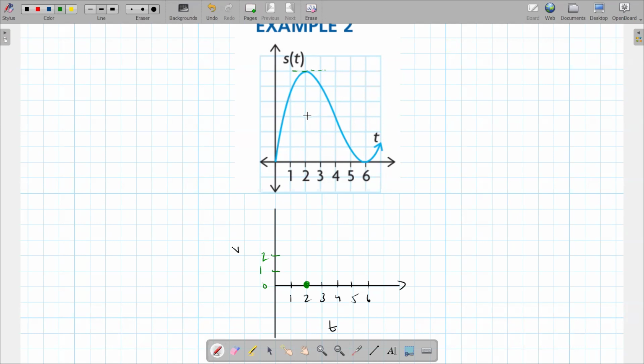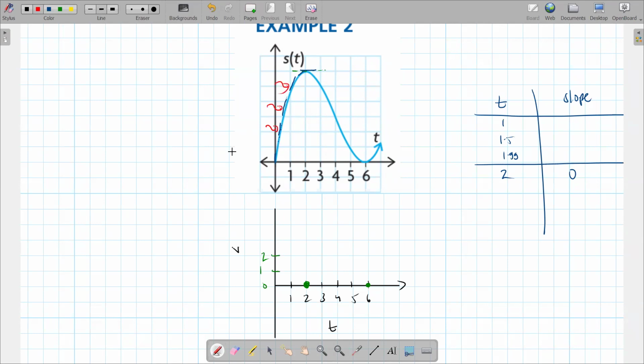Anywhere else the slope is 0? When it curves at the bottom. When it comes to the bottom, time is 6 seconds. Now think about this. Is the speed going up or down here? Now, when I'm talking about speed, I'm talking about these tangents. Eventually, it will become 0. At time 2, the slope is 0. But what's happening between 1, 1.5, 1.99? What's happening to the slope? We started here, right? Compare the slope of this tangent to this tangent to this tangent. What's the general pattern? Before it becomes 0, is the slope increasing or is it decreasing?